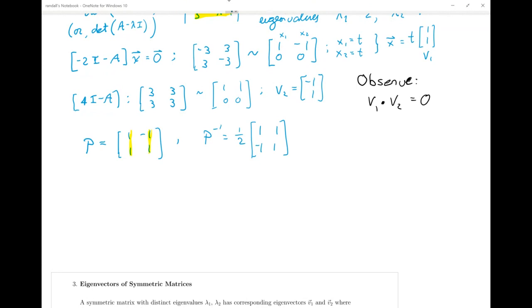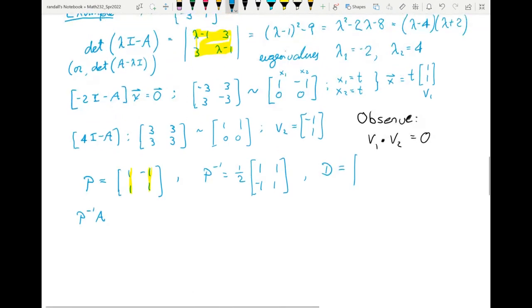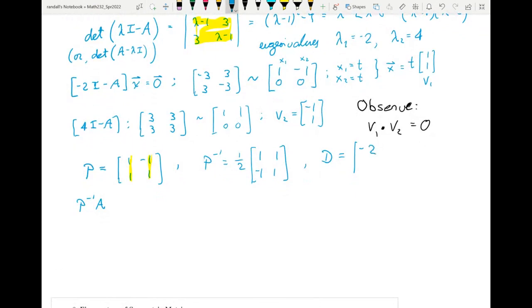And then we want to form this product, P inverse AP. Let's just check that indeed it does give us the result. So I know that the D will be, because I ordered my columns in P with V1 as the first column, the eigenvalue associated to V1, remember, was -2. So that's why I put a -2 in the top. And the second entry along the diagonal of D corresponds to the eigenvalue for the eigenvector in the second column of P, which is V2, and that was associated to the eigenvalue 4. So that's why there's a 4 here.